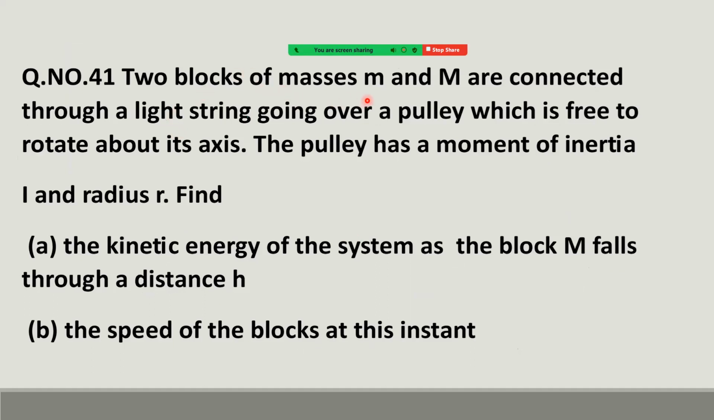Two blocks of masses small m and capital M are connected through a light string going over a pulley which is free to rotate about its axis. The pulley has a moment of inertia I and radius r. Find the kinetic energy of the system as the block m falls through a distance h, and the speed of the blocks at this instant. Let us see how to start the problem.